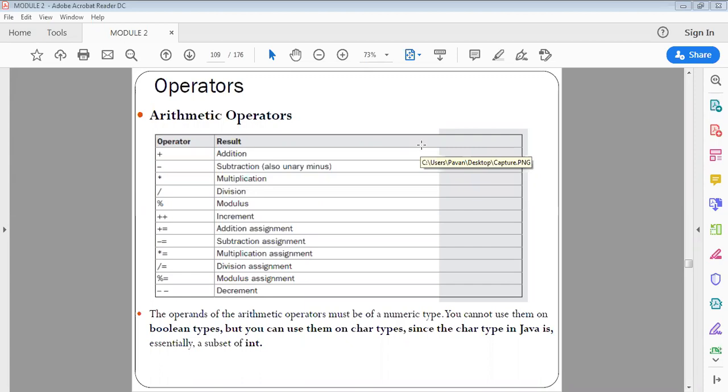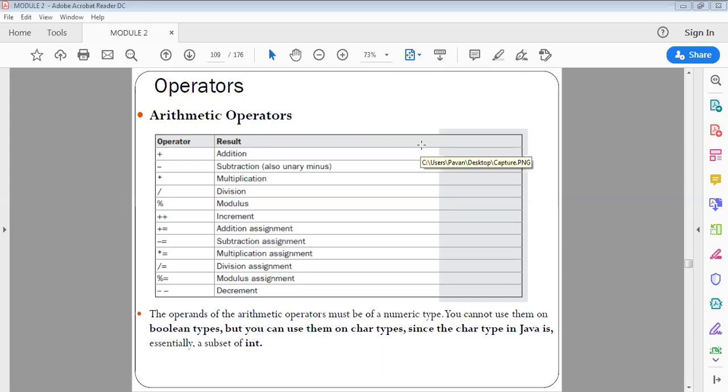Today I will be teaching module two, that is chapter four, operators. As you have all seen in chapter three, you have gone through concepts like data types, variables, and arrays. Apart from that, we are left with another two chapters: chapter four, that is operators, and chapter five, that is branching and looping statements.